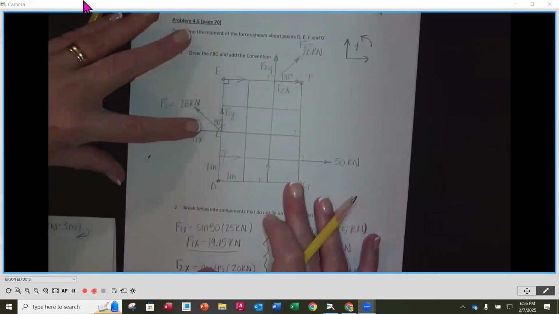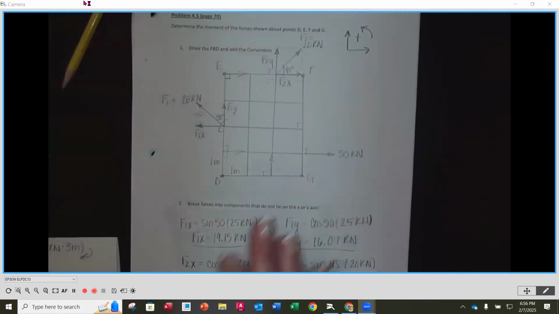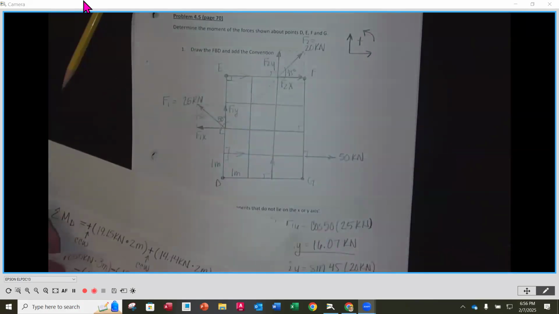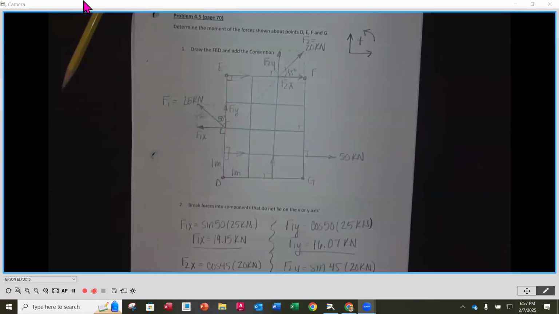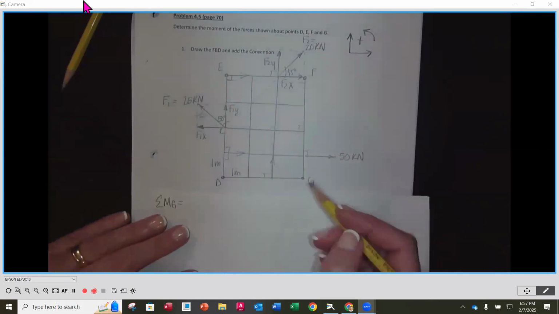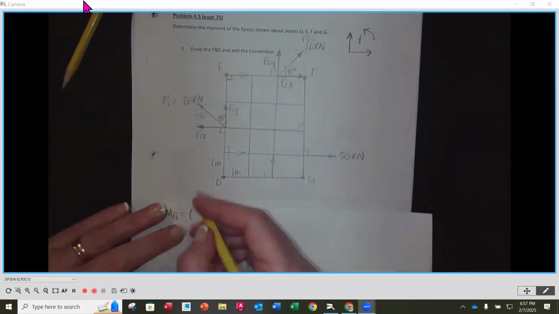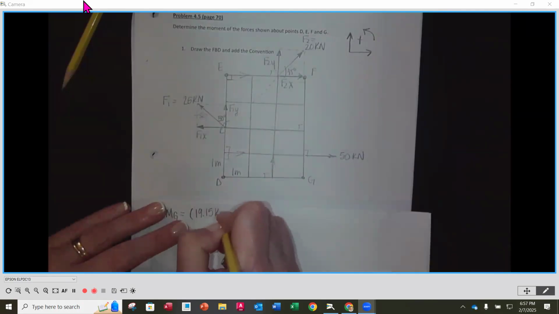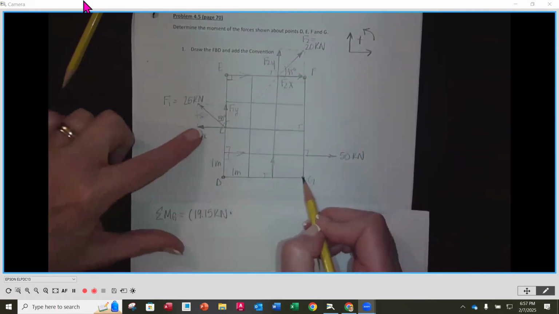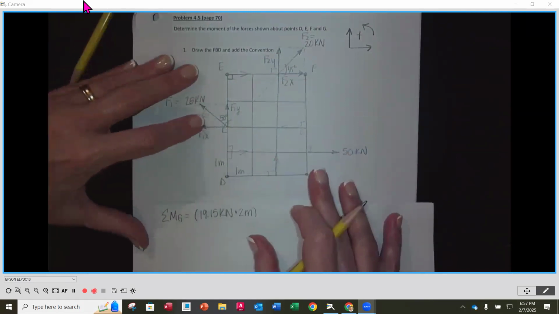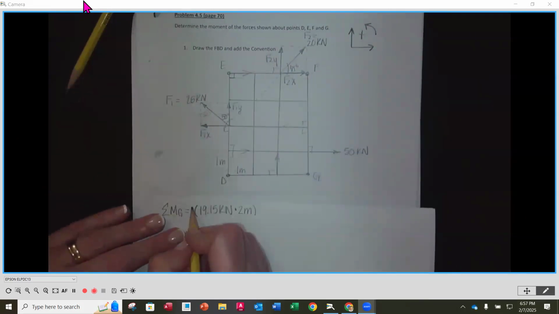So as I look at F1x here, it is going to cause rotation about G. So I have my sum of moments about G. I actually fold this one more time. That way we're not looking at two sets of numbers. Okay. So sum my moments around G. So F1x is 19.15 magnitude times, from G, perpendicular distance back, 2 meters would be the perpendicular distance. And then it is going to rotate in a counterclockwise direction, so positive out front.